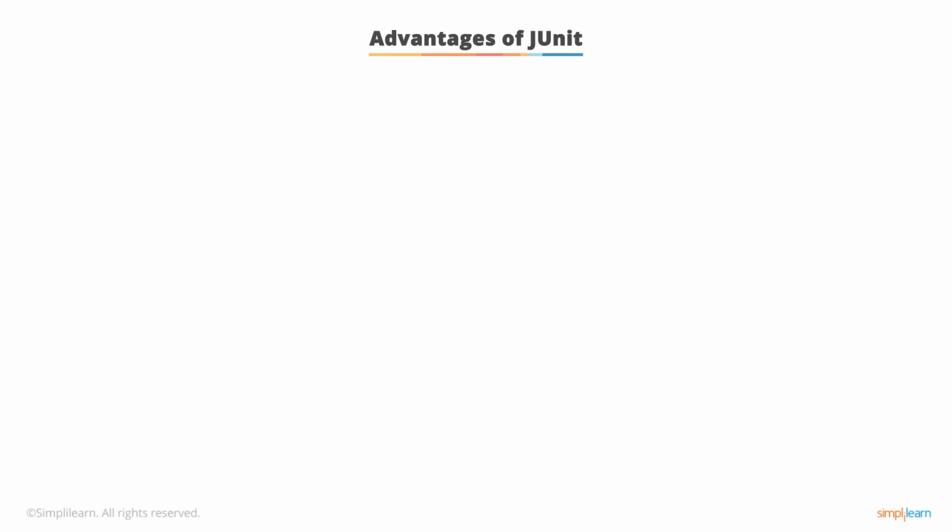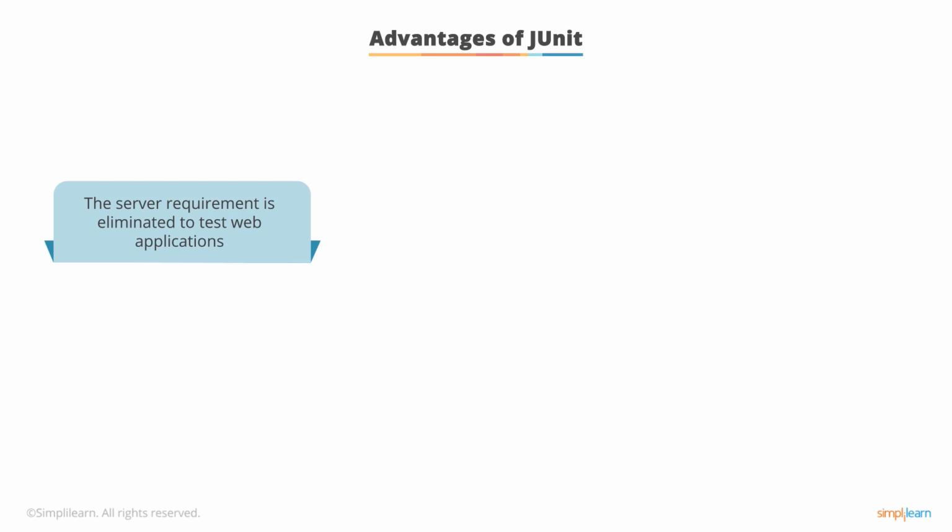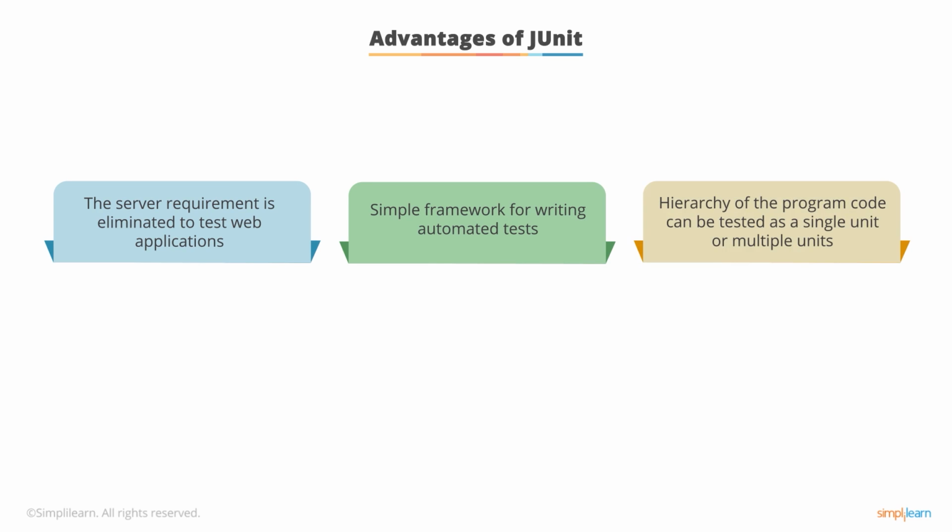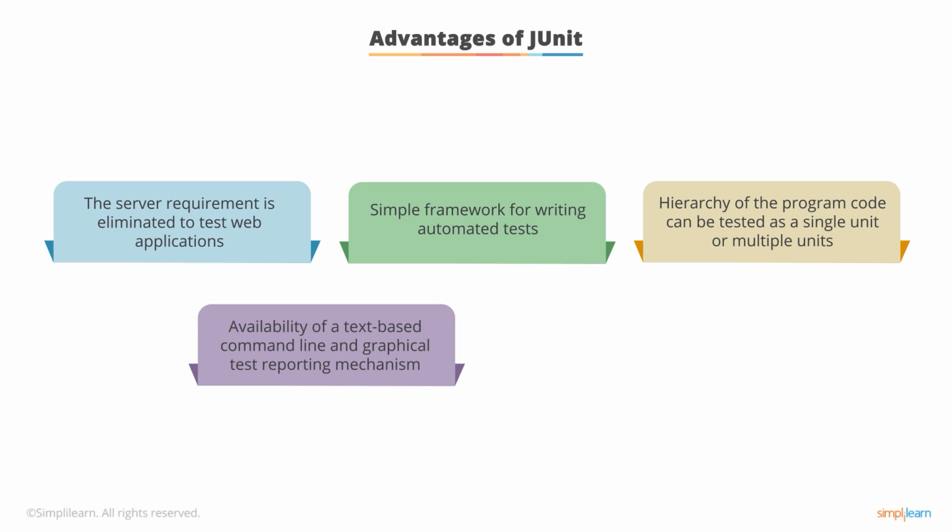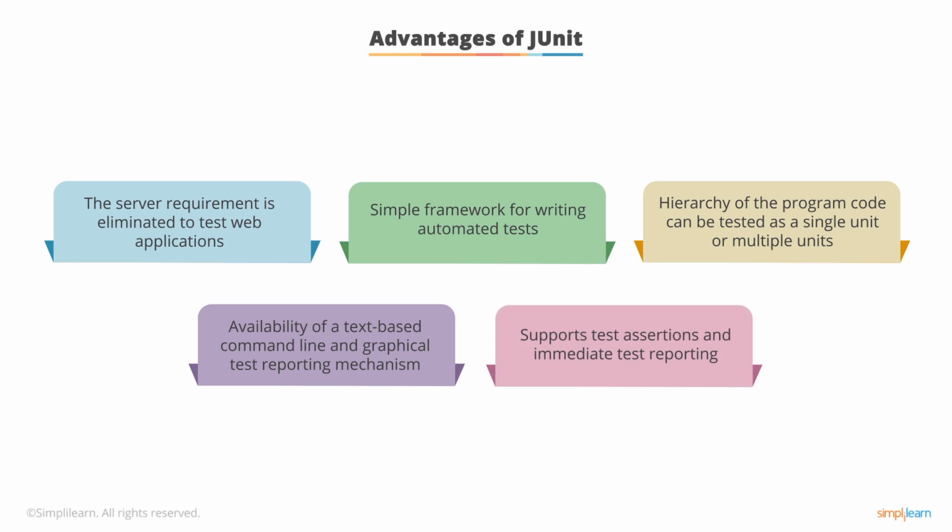Advantages of JUnit. There are many advantages for using JUnit as the go-to tool in a test-driven development process. Let's take a look at some of the advantages. In JUnit, the server requirement is eliminated for testing web applications. It's a simple framework for writing automated tests. JUnit has a hierarchical structure. Program code can be tested as a single unit or multiple units. JUnit provides a text-based command line and graphical test reporting mechanism. And finally, JUnit supports test assertions and immediate test reporting.